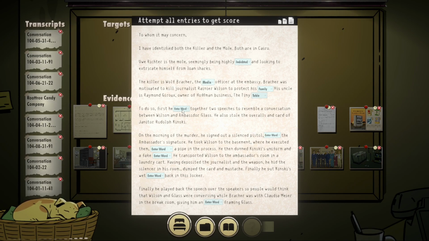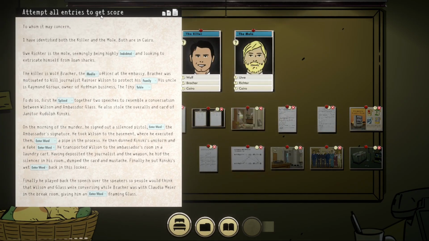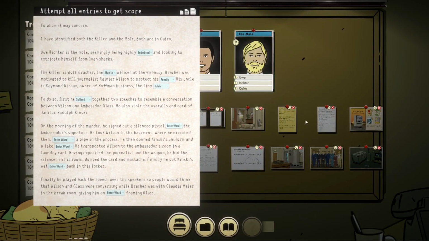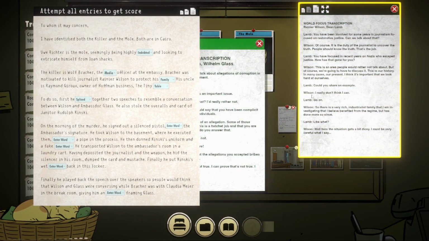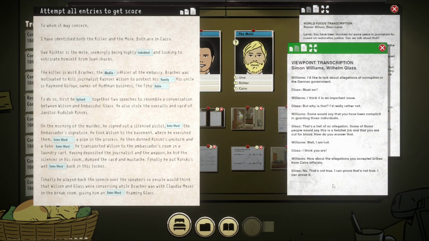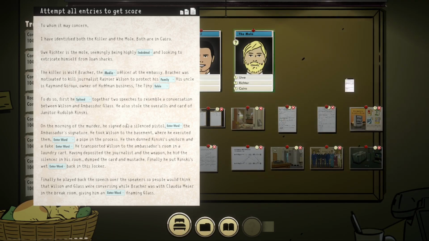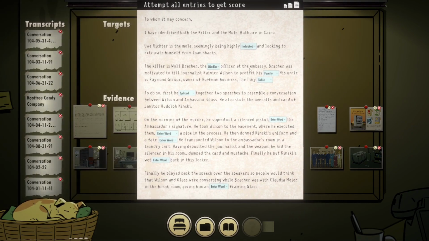To do so, first he spliced together two speeches to resemble a conversation between Wilson. Oh, I didn't catch that. Oh no, but that makes sense. Okay, because this part, these things. I see. Oh, I can prove it. There we go. I see. See, I didn't catch that part. He also stole the overalls and car from janitor Rudolph Kinski.